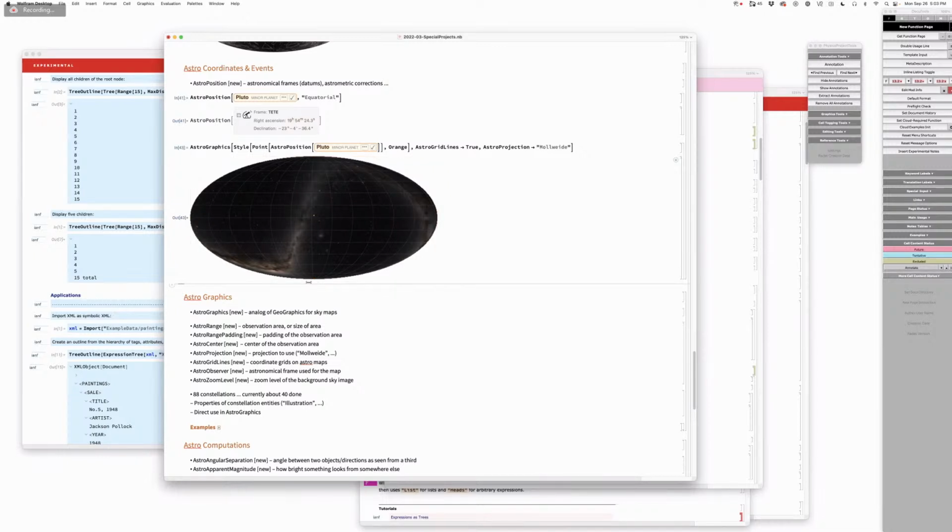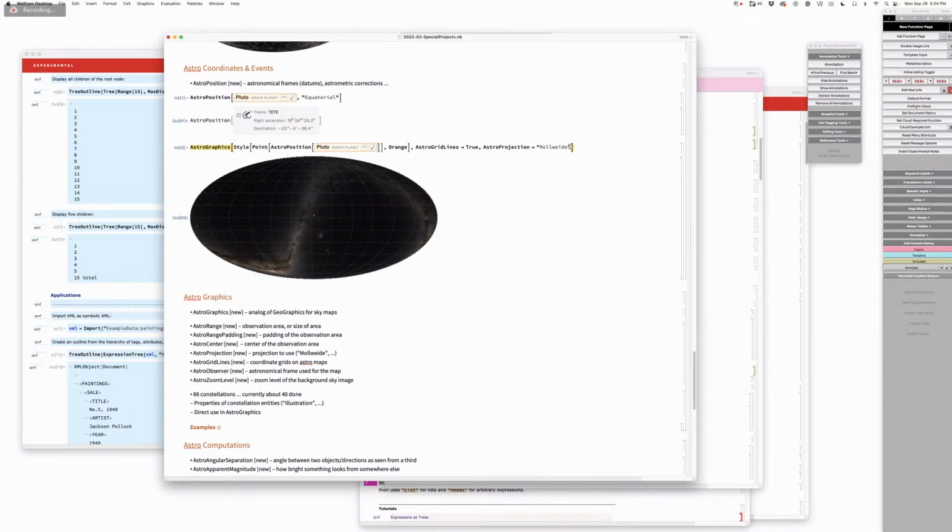Okay. You can also increase the zoom level of this image we have. It goes up to zoom 8 right now. How do I do that? We also have an astro zoom level. Is there an astro range like geo range? Yes, there is.